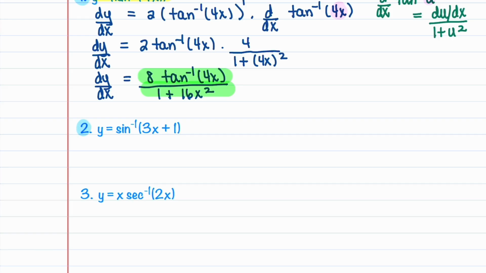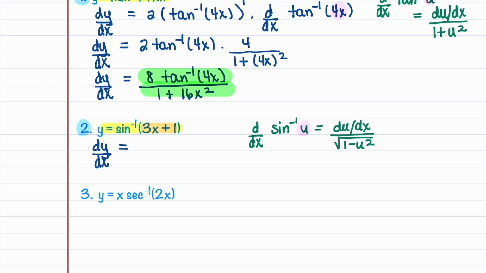For our second example, we are going to be taking the derivative of the inverse sine of 3x plus 1. Let's go ahead and write down the formula for the derivative of inverse sine. So the derivative with respect to x of inverse sine of u is du/dx on top, and then in our denominator, we have the square root of 1 minus u squared.